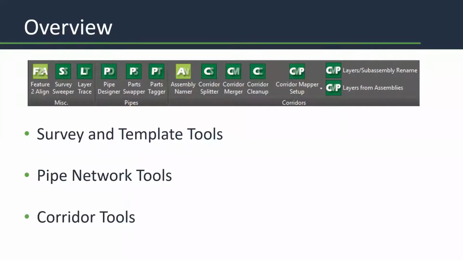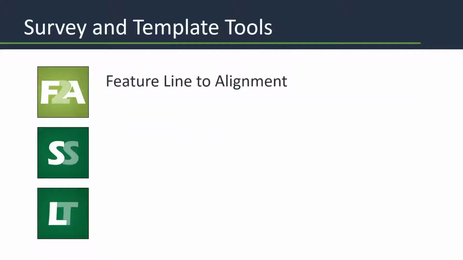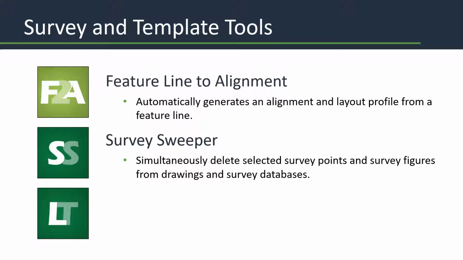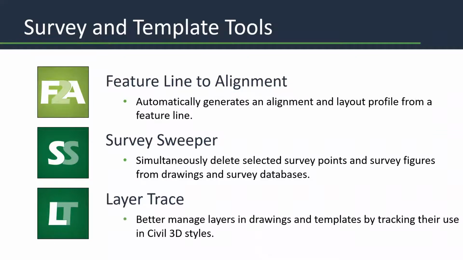But we've got all those different types of tools. Feature line to alignment, you can't get that out of the box. Civil 3D does that for you automatically. Survey sweeper is the delete key that you always wanted when deleting your survey points and your survey figures for both your drawing and your database. Layer trace is a handy dandy little tool that helps you identify what is matched to what as far as Civil 3D styles and layers.